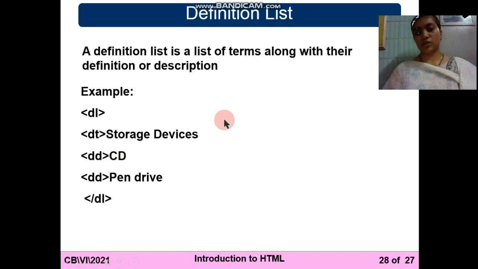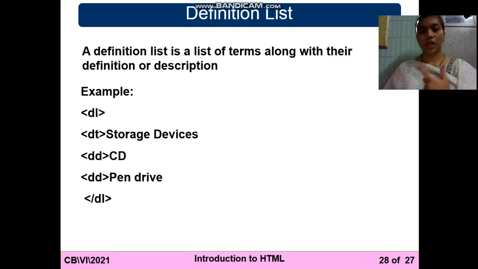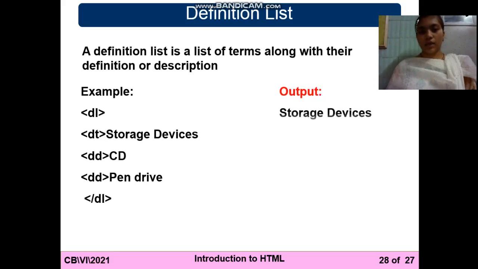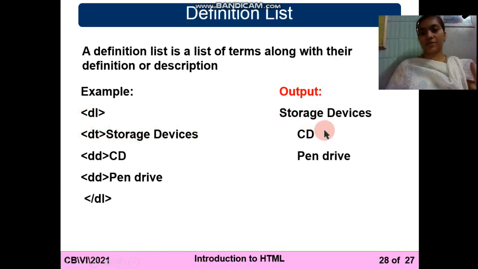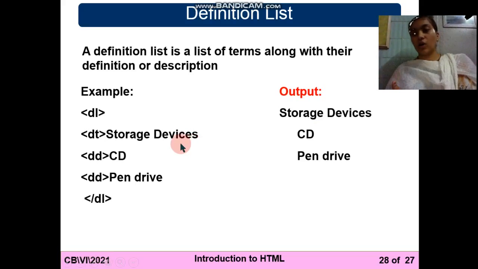For example, you can see storage devices with examples given here: the CD and the pen drive. So DL means you are going to make a list, and DT means the term that you have to use. And DD means the list item, which type of definition or description will be contained. This will be the output. For storage devices, you can see the DT term is slightly on the left side and the DD terms slightly on the right side.